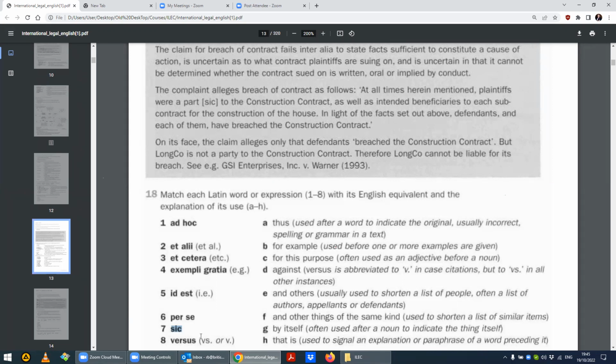Okay. Now, sic, as I've shown you, means thus, which we use after a word to show that it's incorrect.